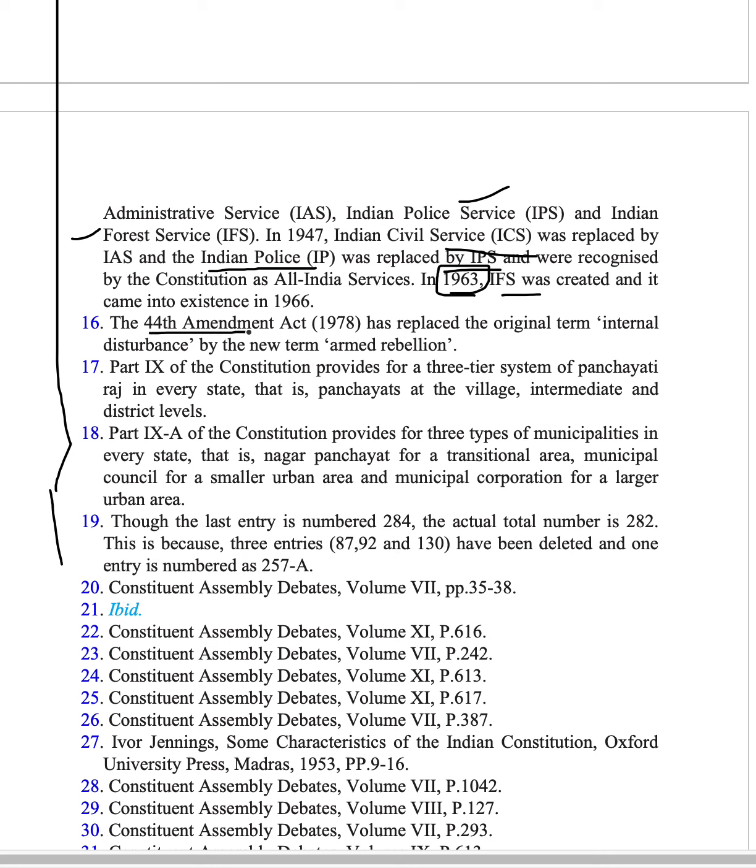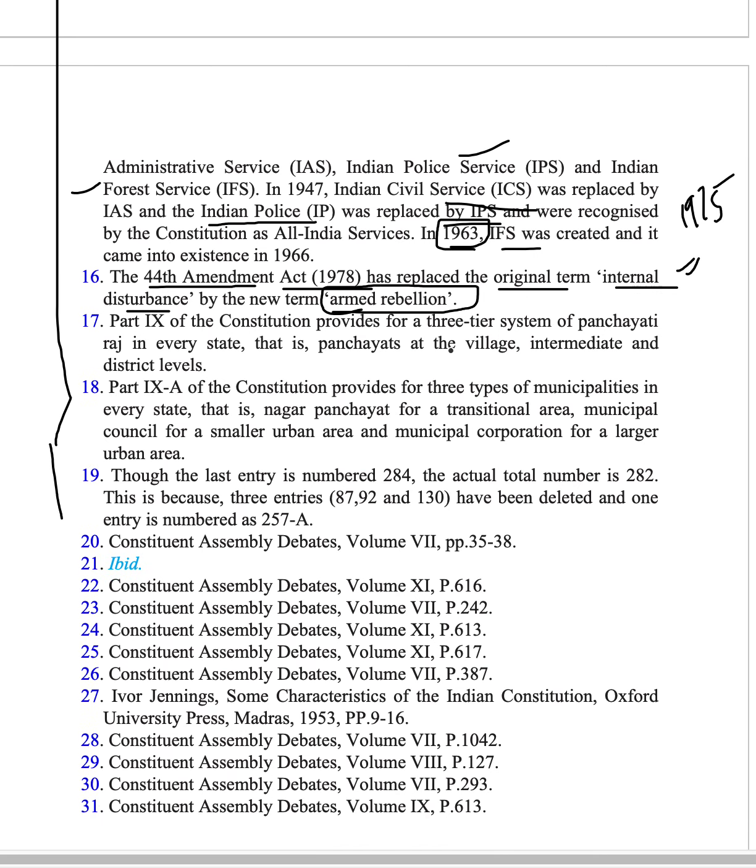And the 44th Amendment Act of 1978 replaced the original term internal disturbance by the new term armed rebellion. So basically the emergency of 1975 was proclaimed on the basis of internal disturbance by the Indira Gandhi government, but then by the 44th Amendment Act the text was changed, and now only on the basis of armed rebellion can the national emergency be proclaimed.